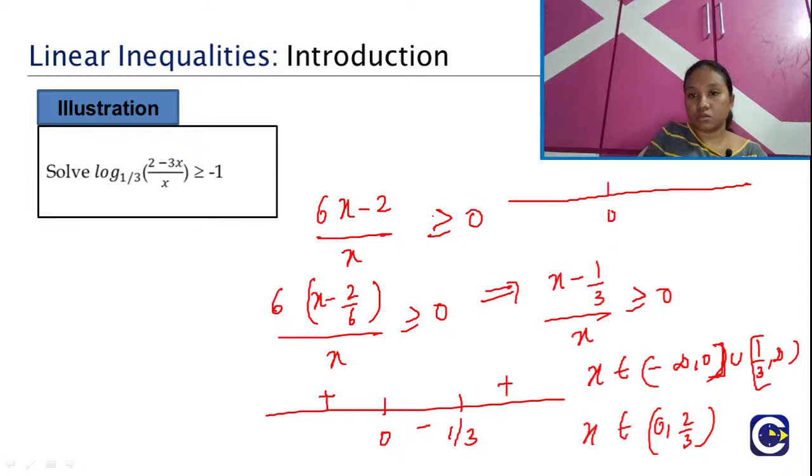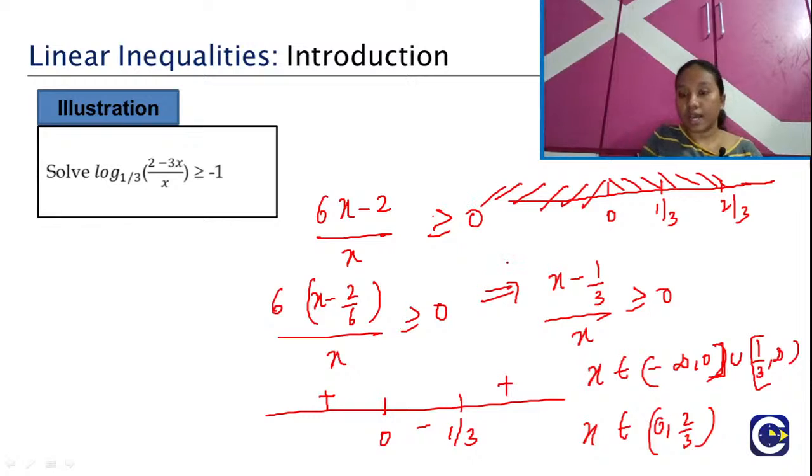So 0, and then we are having 1 by 3 and then 2 by 3, right? So it will be 1 by 3 and then 2 by 3. So for the first it will be 0 and 2 by 3. So this will be the thing. And here minus infinity to 0. So this is the thing. And the next one 1 by 3 to infinity. So this will be the thing.